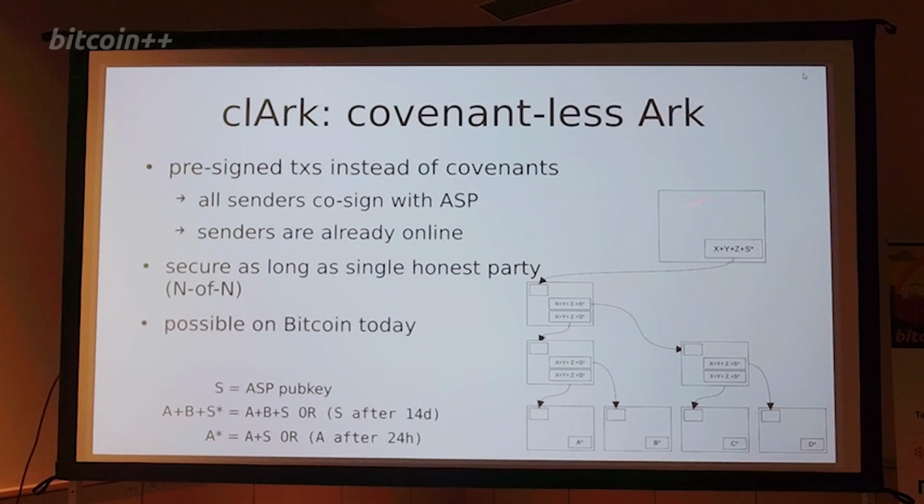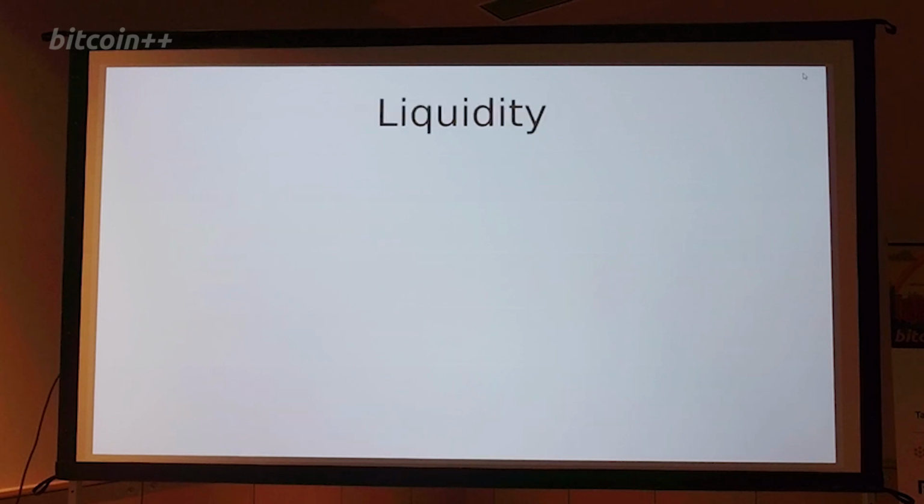And then we can create this on Bitcoin today and actually have, using just musigs, where this is all signed by everyone who's participating in the rounds at that point.